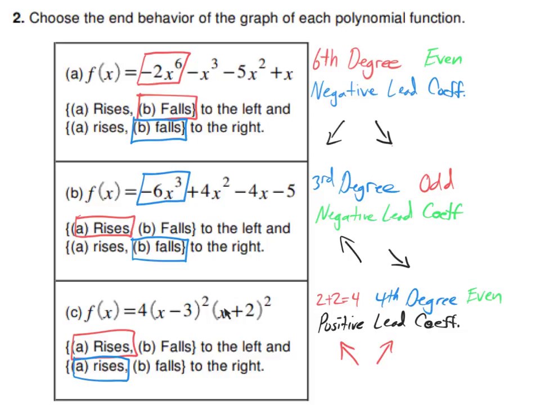And then when you have it here in factored form, you just add the powers. You get 4th power, which is a 4th degree, which is an even. And the number in front is a positive. So since it's positive, you're going to go up to the right. And since it's even, you're going to go the same direction to the left.